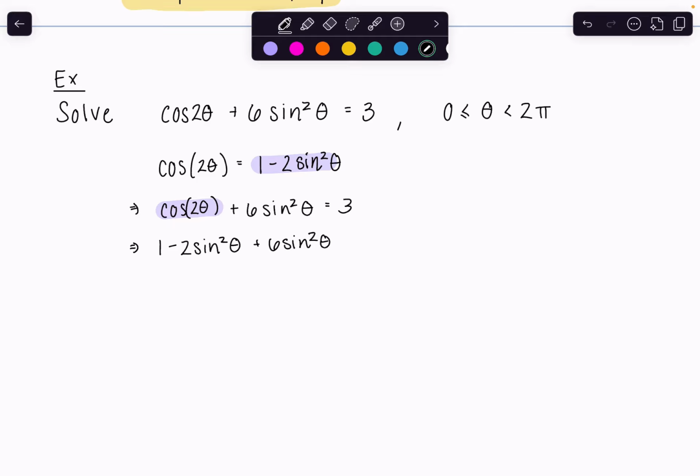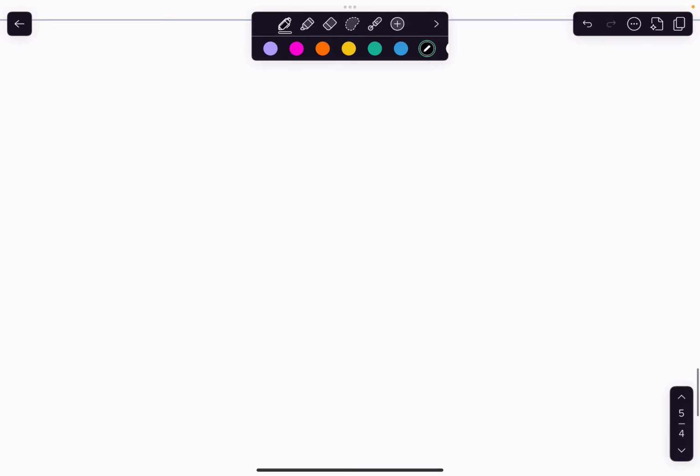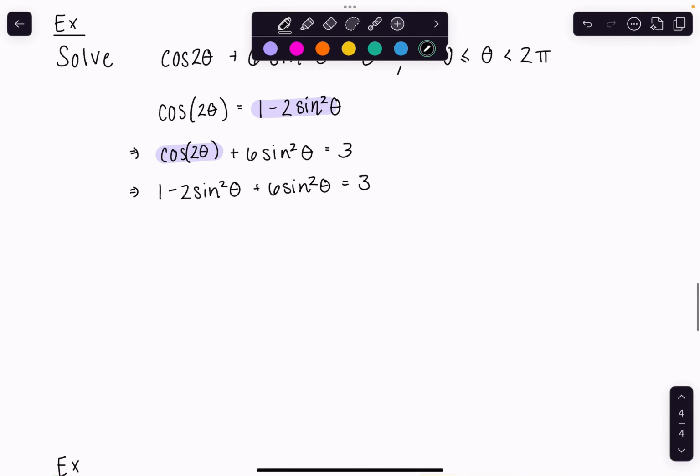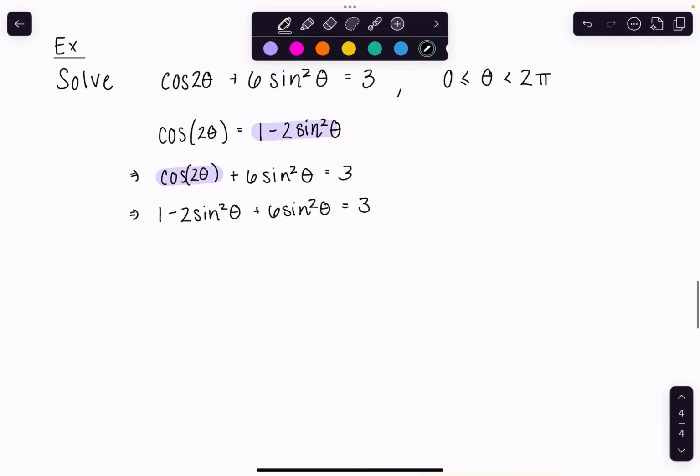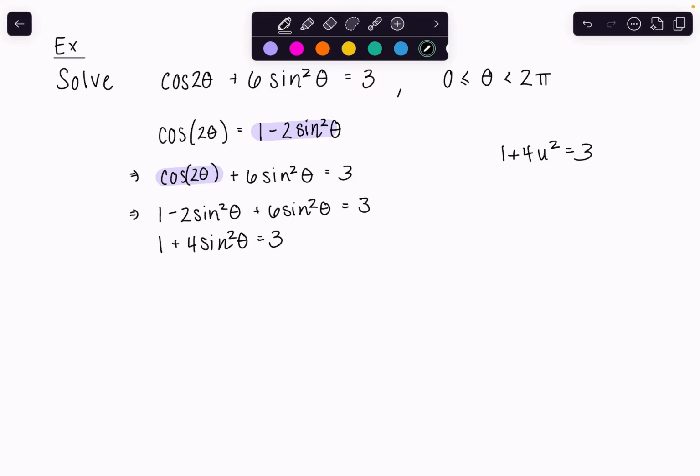And then I can condense. I've got negative 2 sine squared and 6 more. So that gives me plus 4 sine squared of theta. And then this is nice because I don't have a sine and a sine squared. I just have sine squared. So this is just like solving 1 plus 4u squared equals 3. So I can isolate u and take a square root.